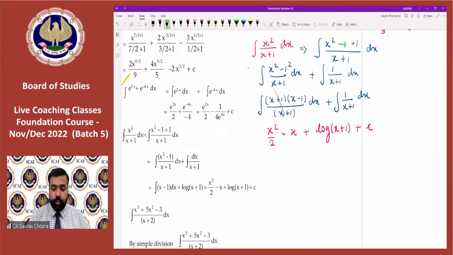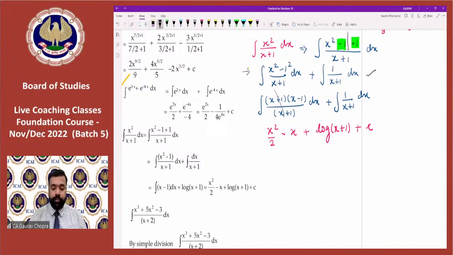So this is minus 1, and then plus 1. After that, we have done the splitting. Till here we have taken the first portion, and after that we have taken the second portion. So it became x squared minus 1 upon x plus 1, and 1 divided by x plus 1.